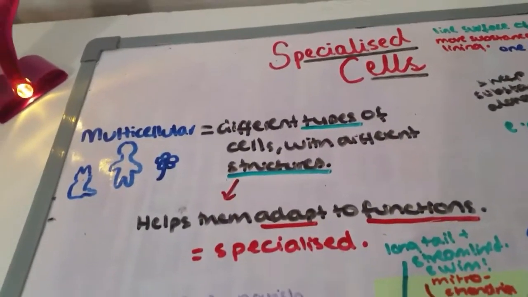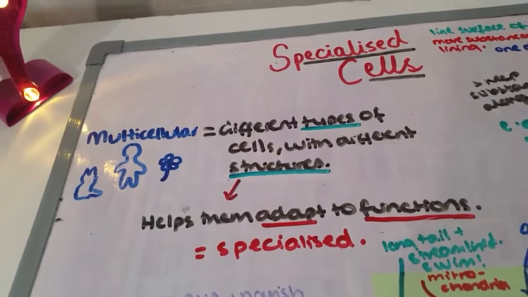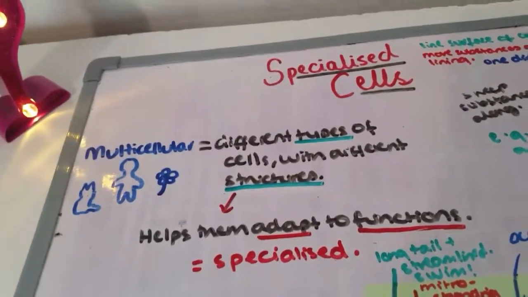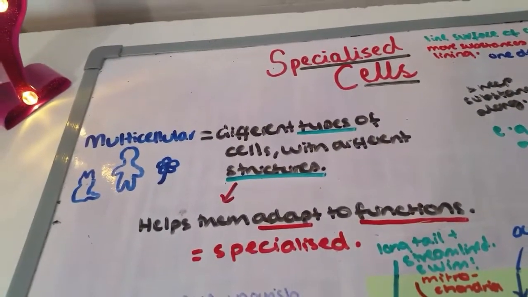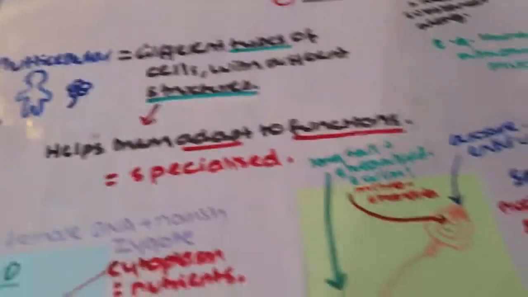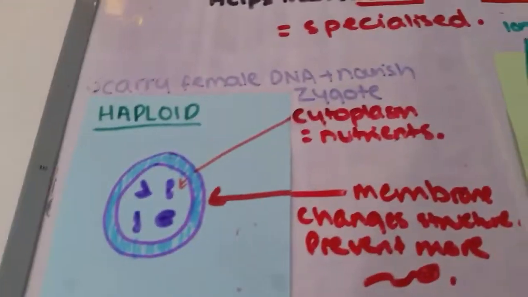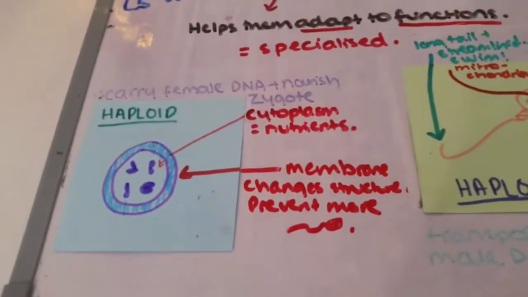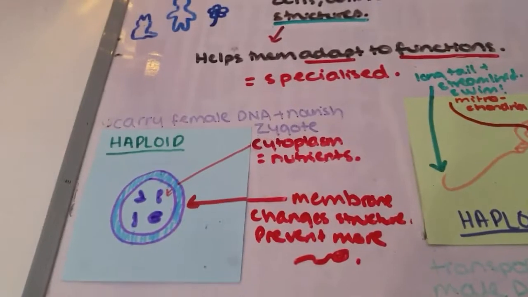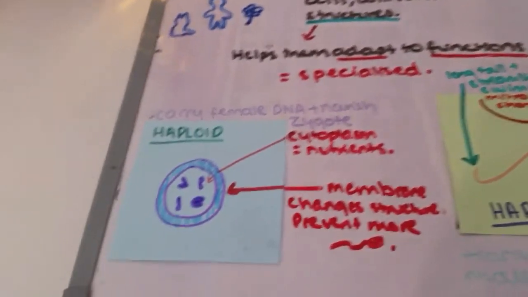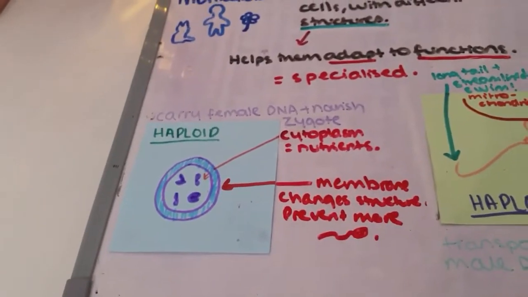Now, what does this help them to do? It helps them to adapt to specific functions. So multicellular organisms need to do many different things. They have to do many different tasks, and in order to do these tasks in the most efficient way possible, they have specialized cells. First one we need to know about is the egg cell, the female egg cell. What does the female egg cell do? It carries the female DNA and it nourishes the zygote, which is the fertilized egg, after reproduction.